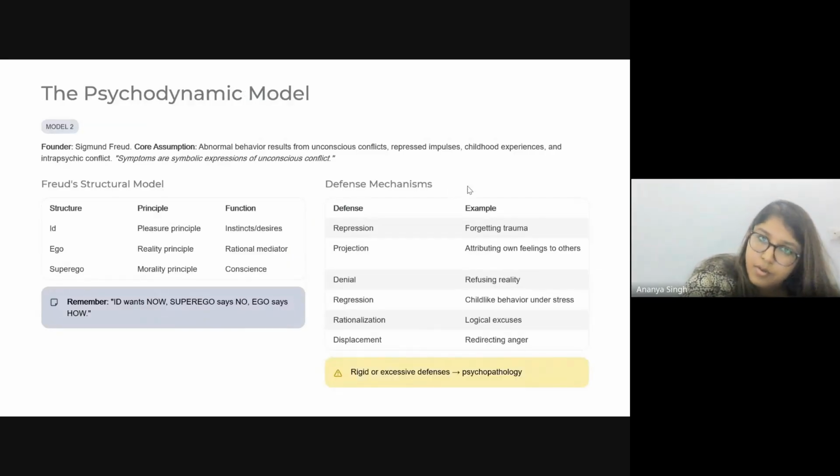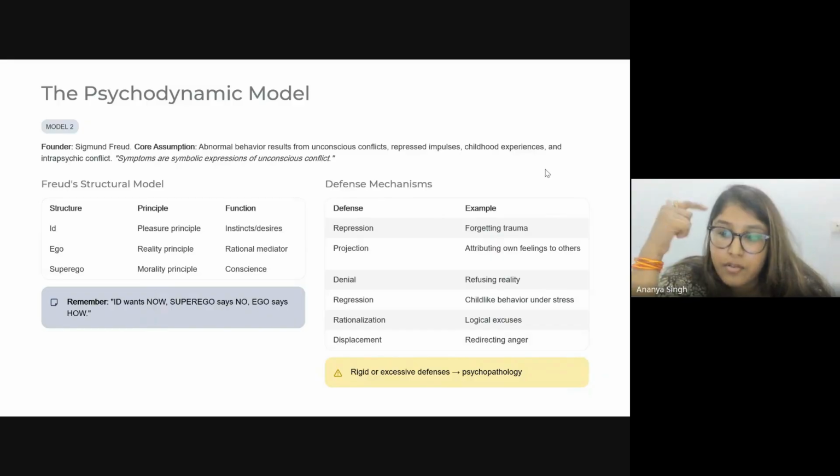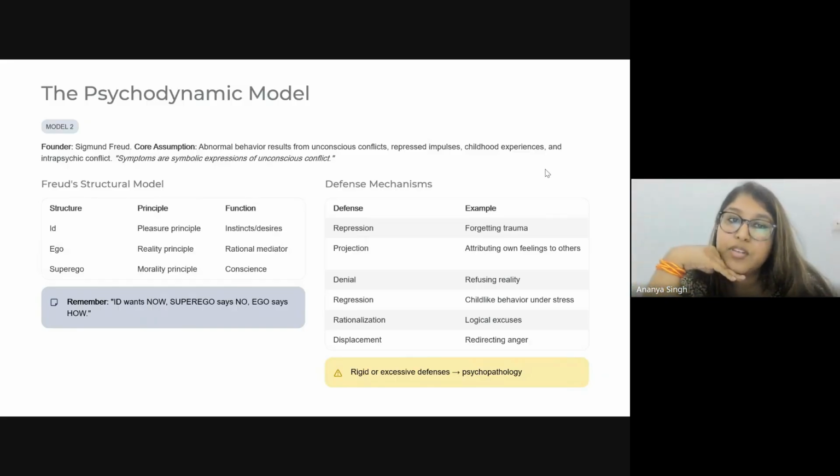Psychodynamic model. Of course, Freud. Mainly unconscious conflicts, repressed impulses in the id, childhood experiences, early life relationships, and intrapsychic conflict, which is the conflict between the id, ego, and superego. Symptoms are symbolic expressions of unconscious conflict.